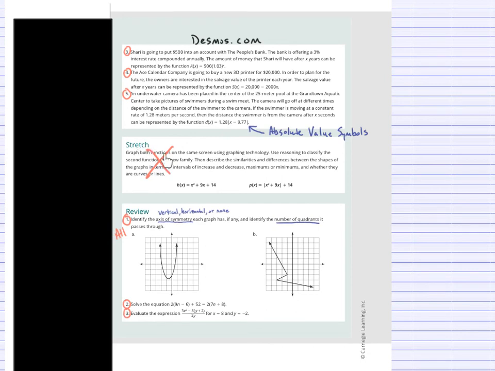We are not doing the stretch, but we are going to do the review problems 1, 2, and 3. Review problem 1, identify the axis of symmetry. I just want you to tell me if it's vertical, horizontal, or if it has no axis of symmetry, and then tell me the number of quadrants it goes through, and then solve 2 and 3 down here. All right, good luck.